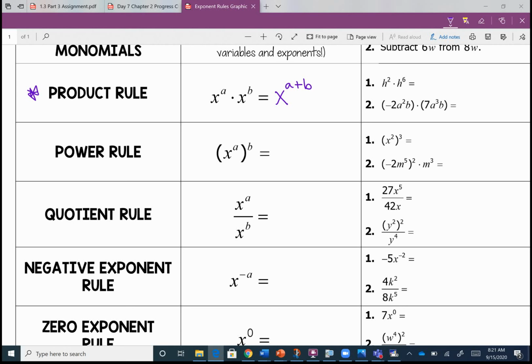So off to the side, what I did, we have the rule there in that column. And then off to the side, there's just a couple that we can do as examples for us. So this should be an awesome resource when we go to review for our quiz and when we go to review for our test. So off to the side, go ahead and try questions 1 and 2, just off on that right-hand side. So the property is we're adding the exponents. Let's see what we can come up with.